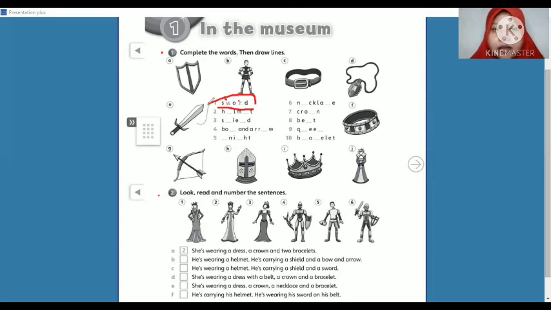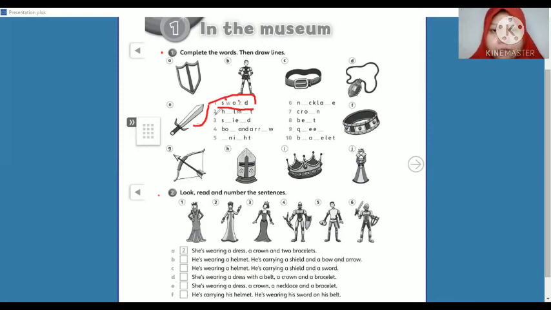For example, here, because number one is sword, so see where is the sword. Now this is the sword, so you should draw a line to match the picture and the word. After that, see number two. Okay, after you add some letters and the word makes a new word, you should match this word with the picture.